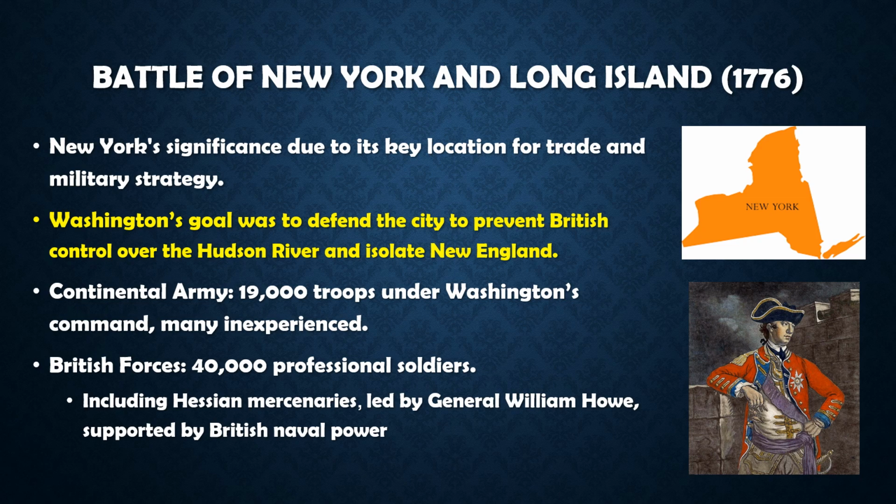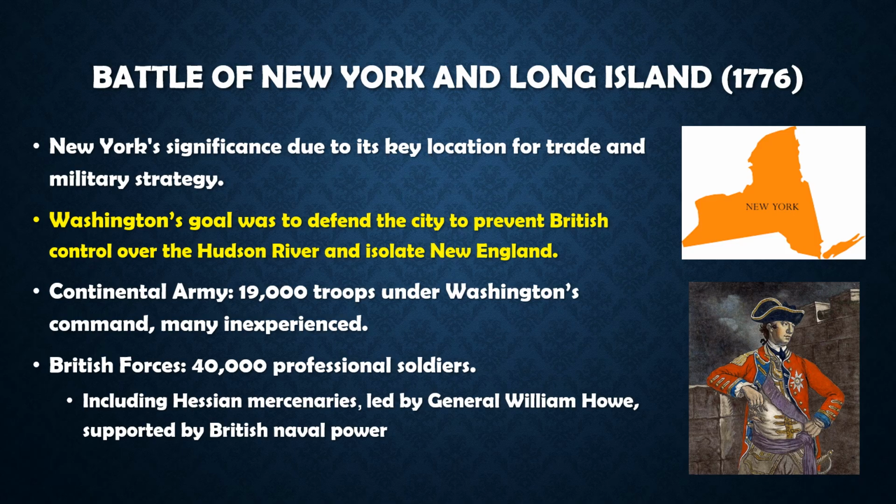New York was very significant, especially as a key location for trade, moving military supplies, and also for military strategy. Washington's goal was to defend the city and try to prevent the British from taking control of the Hudson River and isolating New England. This was very important because Washington and the Continental Army used the Hudson River to move supplies up and down the river, especially to get things into New England and even into places like Boston.